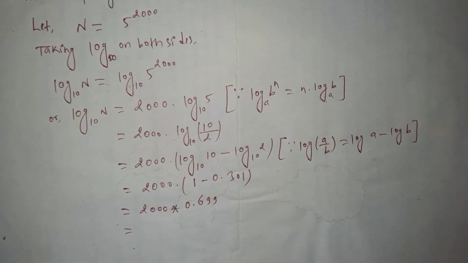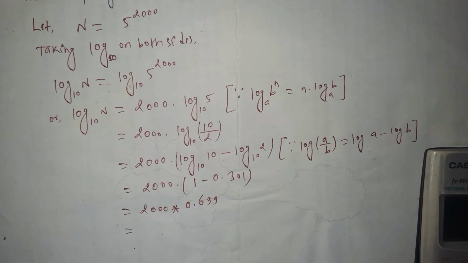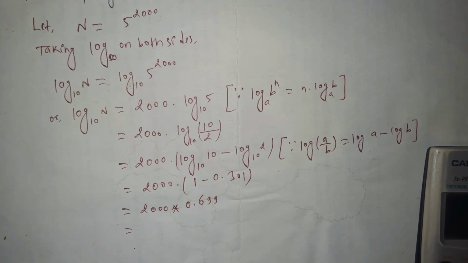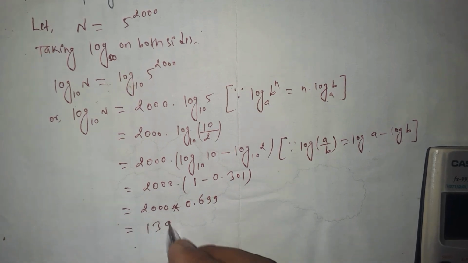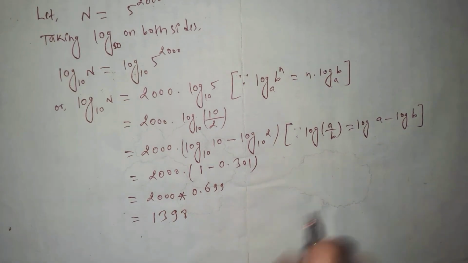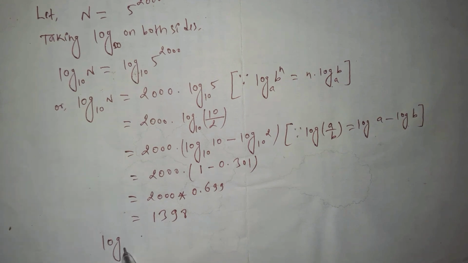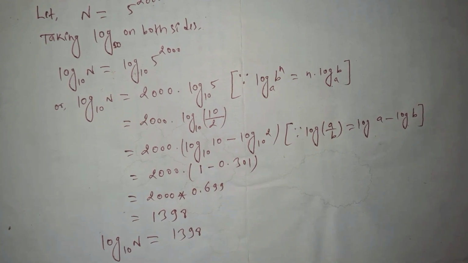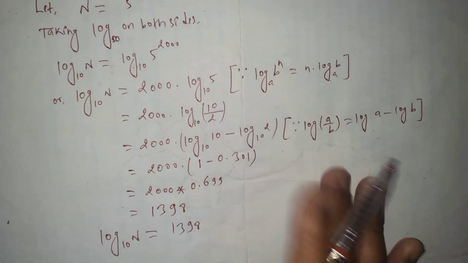If we multiply 2000 times 0.699, then the result will be 1398. This is the product of these two numbers. Here we calculated the value of the log with base 10 of the given number, and it is 1398. This is the value of this logarithm with base 10.